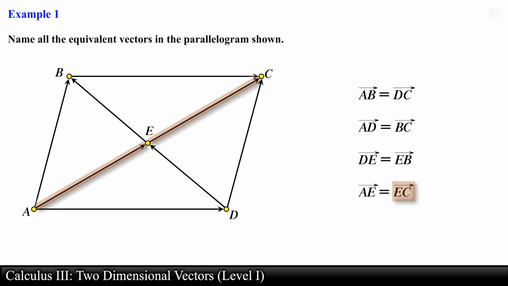Finally, vector AE and vector EC are also equivalent because they have the same magnitude and direction. Again, because of the geometric properties of parallelograms. Alright, let's go over the final example.